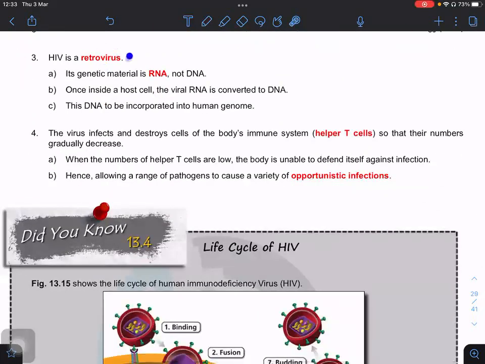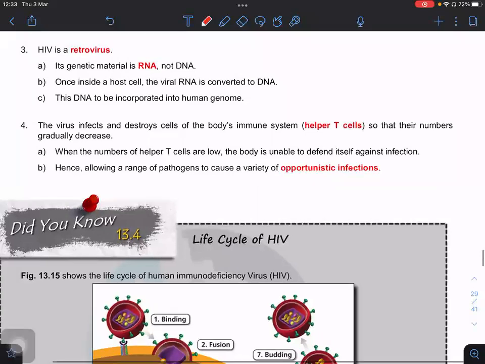So HIV is a retrovirus. Retrovirus means that they have RNA as the genetic material, not DNA. Inside the host cells, this viral RNA can be converted to DNA in a process known as reverse transcription. Therefore, this DNA can be incorporated into the human genome. Why do we want to incorporate it? If you don't incorporate it into the human genome, the mRNA process won't involve the HIV DNA. Do you understand what this means?